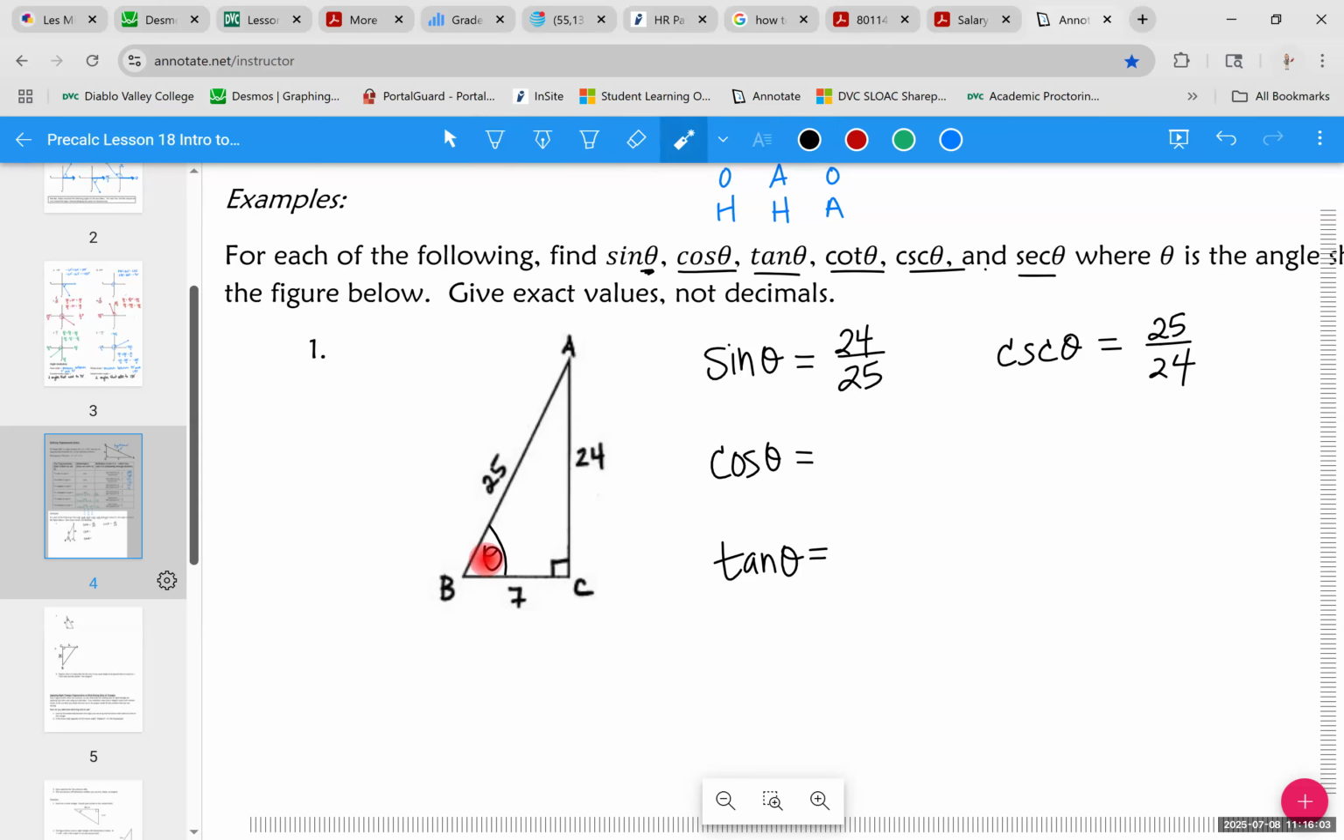Cosine. I'm going to start at my angle and find the adjacent. Adjacent would be 7. It can't be 25 because that's the hypotenuse. So the adjacent over the hypotenuse would be 7 over 25. And then if I flip that, that would be the secant. And last but not least, the tangent, TOA, opposite over adjacent. So 24 over 7, making the cotangent 7 over 24.